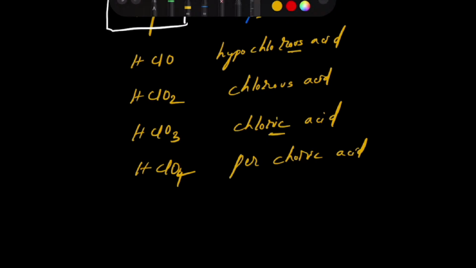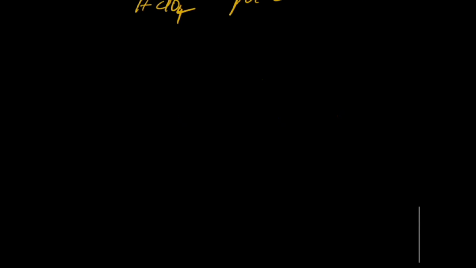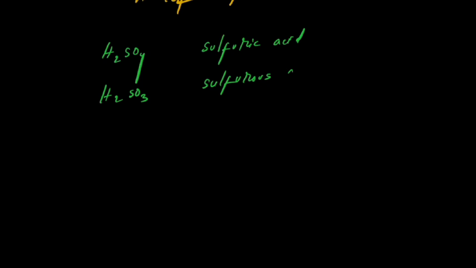I'll give you some more important names of acids and ions and then I'll continue. Everybody knows that H2SO4 is sulfuric acid and H2SO3 is sulfurous acid. In some books you will find F, in some books you will find PH. It's American and British English, so it doesn't matter. I'm just telling the names.